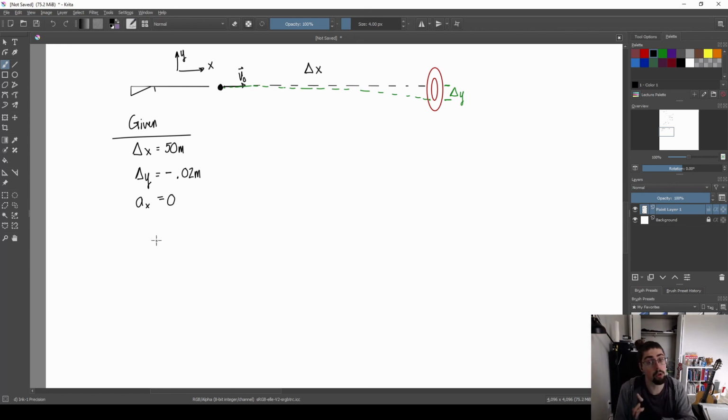Gravity will be pulling down, but we know how to deal with gravity. That means the acceleration in the y direction is just negative g. But there's nothing pushing on it from behind. There's nobody trying to stop it, hopefully, right? We're just going right at the target. So if nothing is going on in the x direction, the acceleration in the x direction ought to be 0.